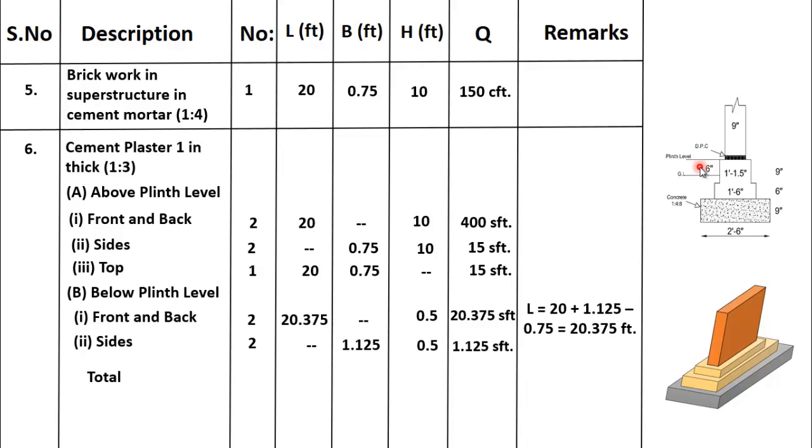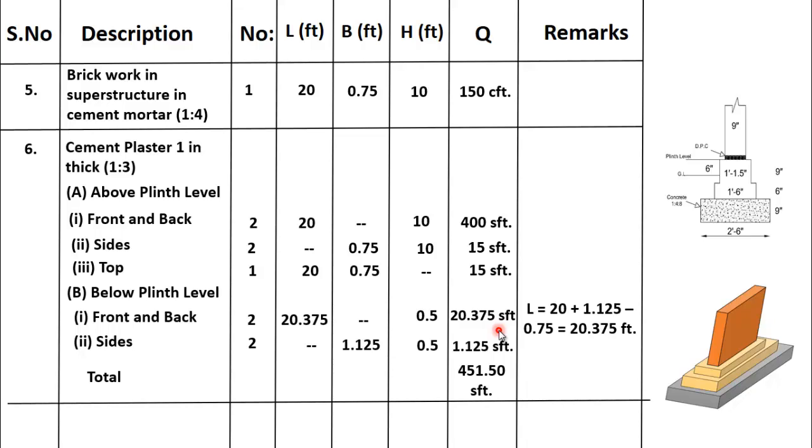Now total quantity of the plaster work will be obtained by adding all these plaster quantities. After adding all these quantities, we will get the total quantity of plaster work is 451.50 square feet. Now we will calculate the last item of work, that is whitewashing.